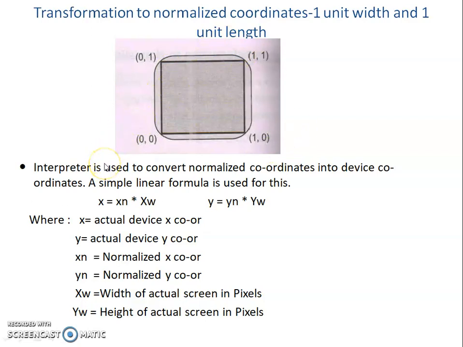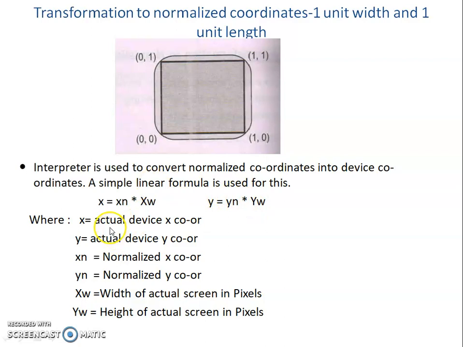The interpreter is system software that is used to convert normalized coordinates into device coordinates. For that, a simple linear formula is used. The formula is x equal to xn into xw, y equal to yn into yw.